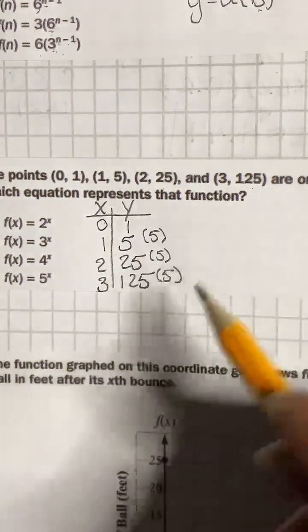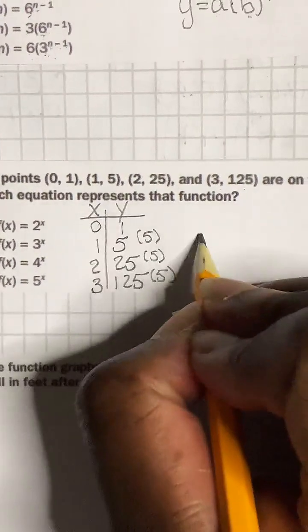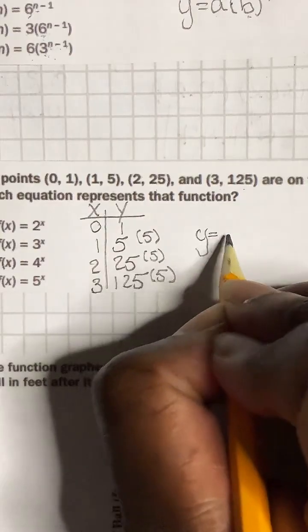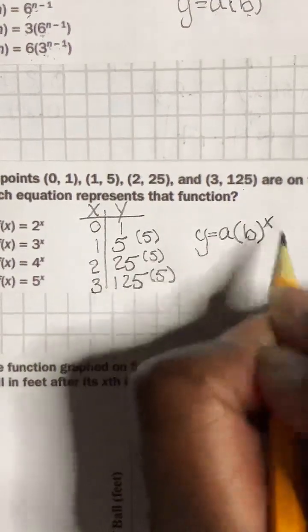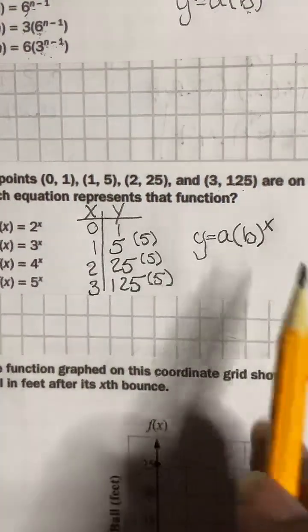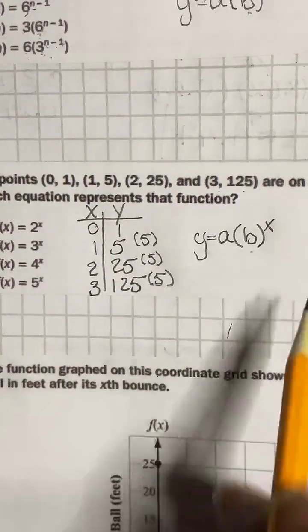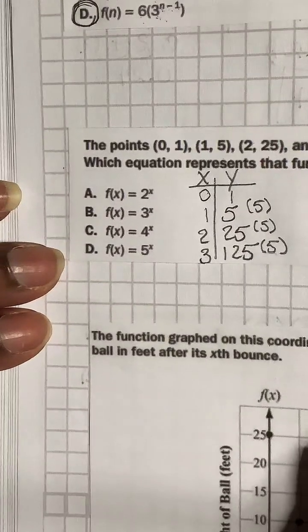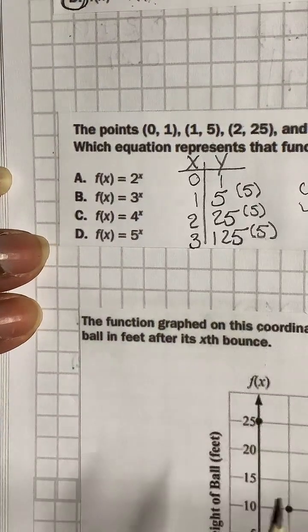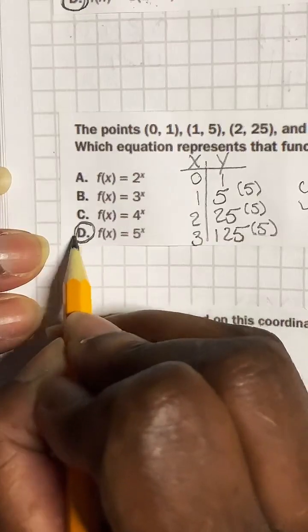So that pattern is going to be your B value. And remember, the equation is y equals A times B raised to the x. So we need something that's going to give me a 5 for the B value. And the only one that gives me 5 for the B value is option D.